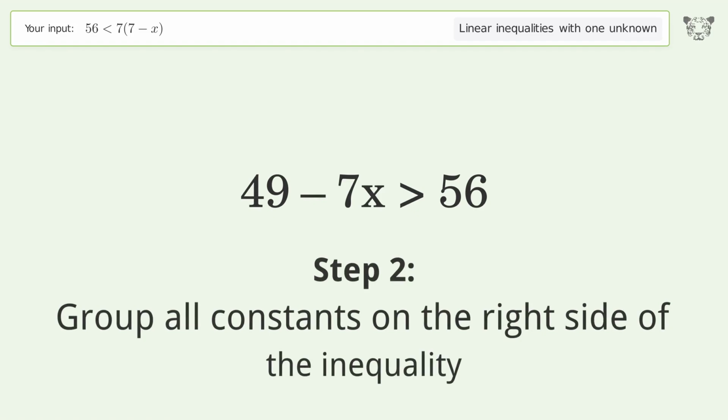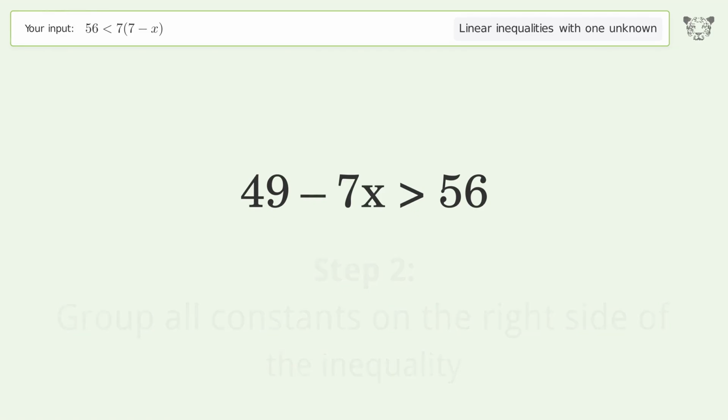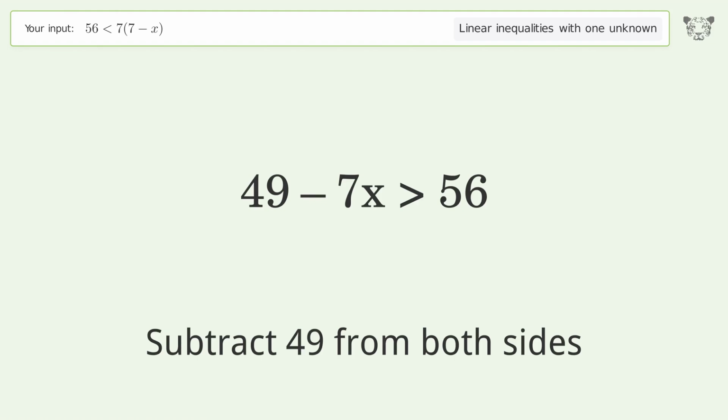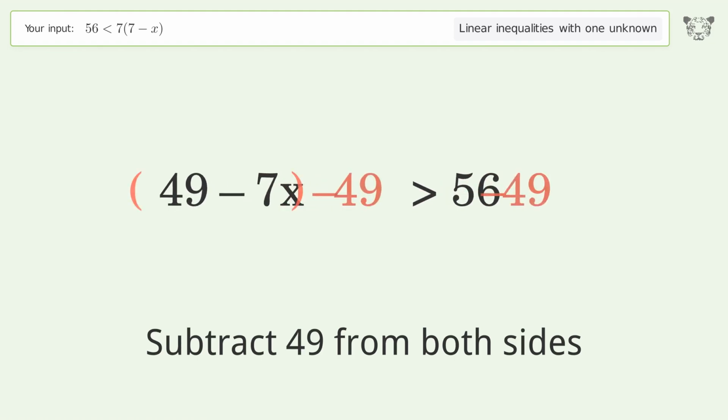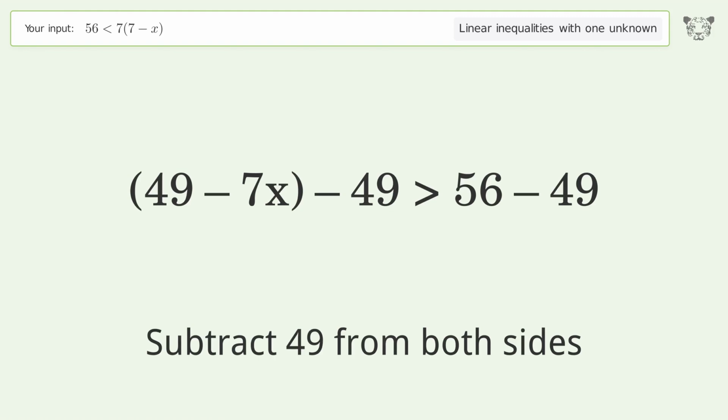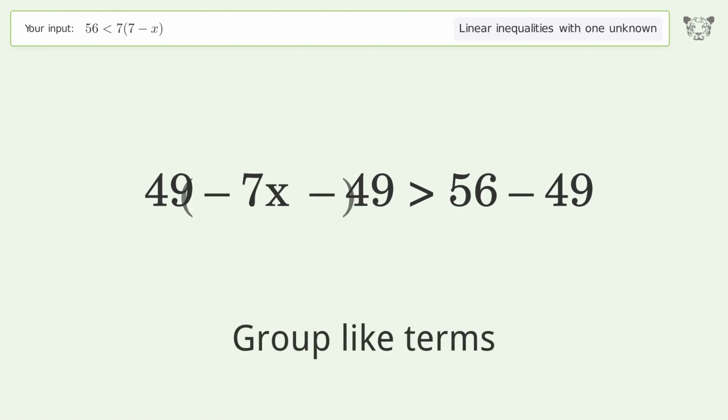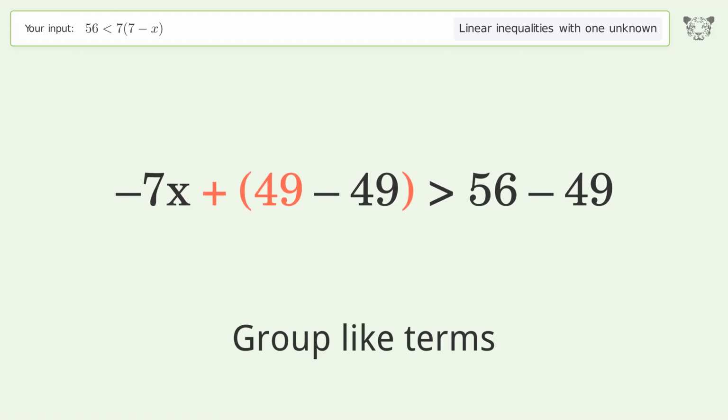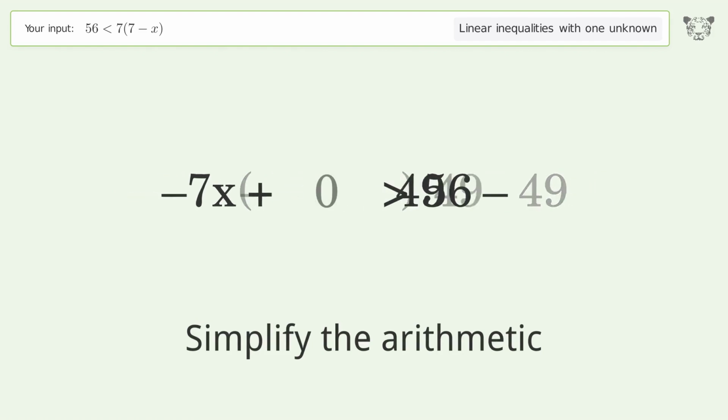Group all constants on the right side of the inequality. Subtract 49 from both sides. Group like terms. Simplify the arithmetic.